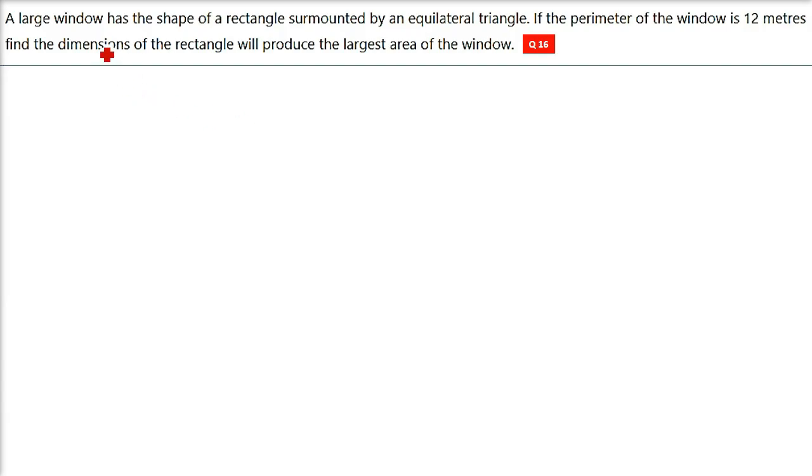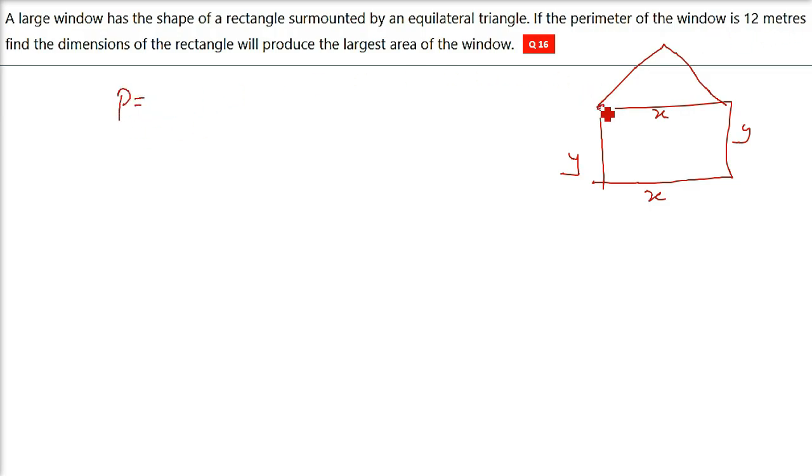This question relates to the previous question in that this also has a rectangle as the base. Now the semicircular surmounted thing, the top, has changed to an equilateral triangle. Let us take one dimension as x and the other as y. Since the base of the triangle is also x, let us start with the perimeter.